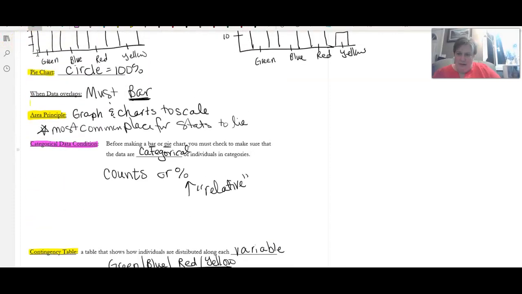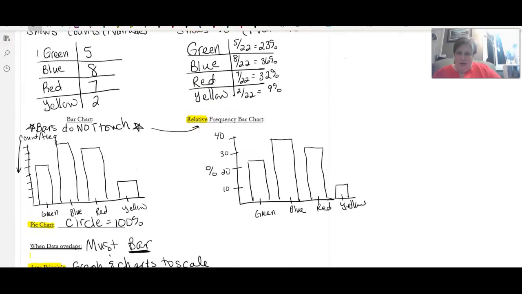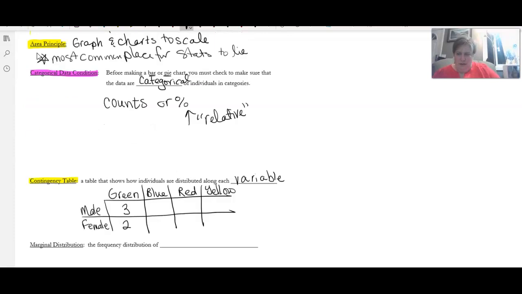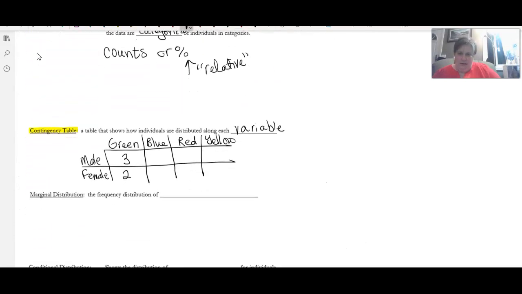So let me go back and look at these numbers. So green, we had 5. So I'm going to say that 3 men and 2 women liked green. Blue was 8, 7, and 2. Blue, 6. Blue, 2 for female. Maybe only 2 red and 5 for female here. And then let's just say it's even here, okay? You're never going to have to figure out this. This is going to be in a table that you'll have, okay? This is called a contingency table.